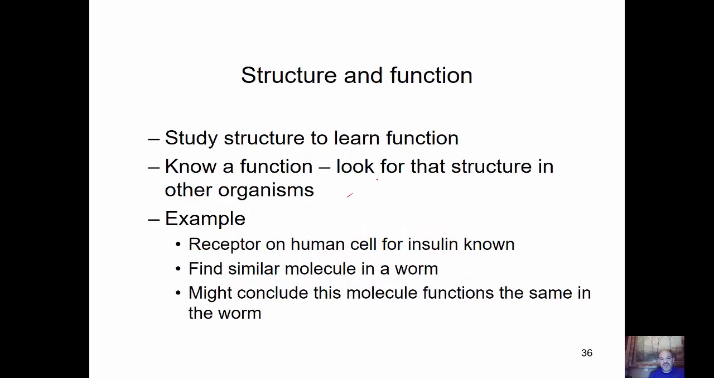Another theme is that structure fits function. So when we study structures, we also learn the function. Basically, the function of a structure can be explained by its structure. And so if we know a function from one organism, then we can look for that structure in other organisms, and it'll give us a clue on what that might be. This also includes the molecular level. Knowing the structure of molecules and how they behave can give us clues.